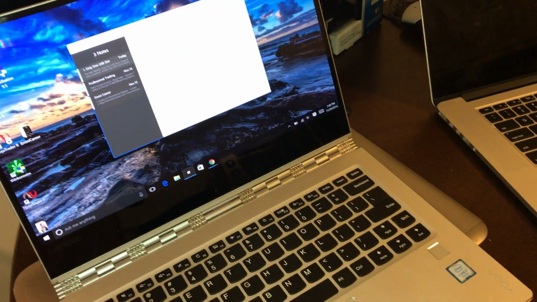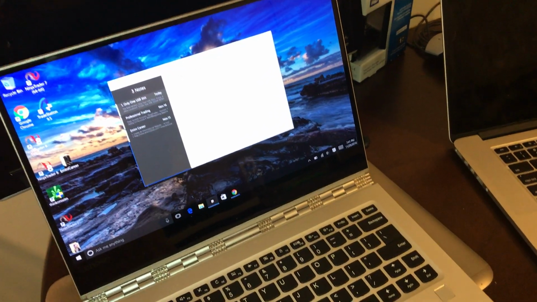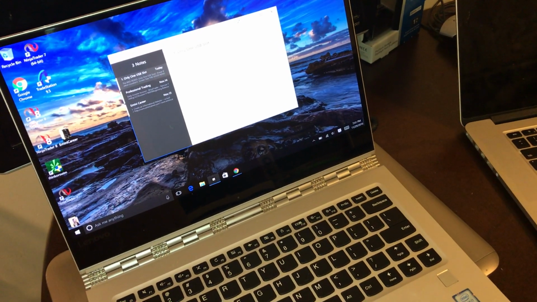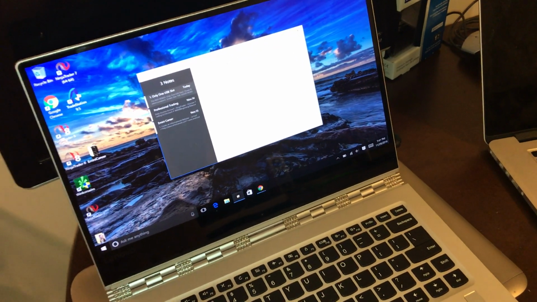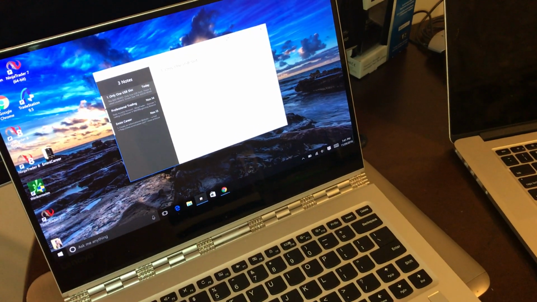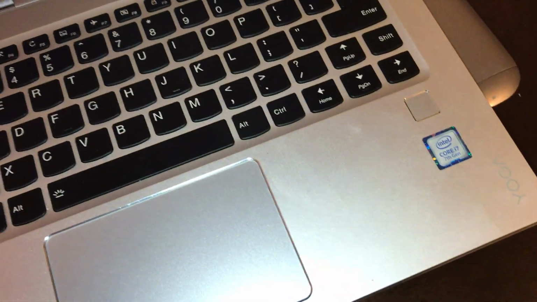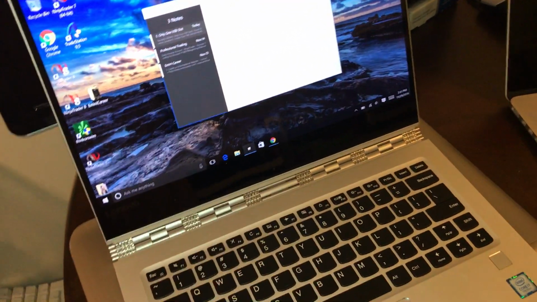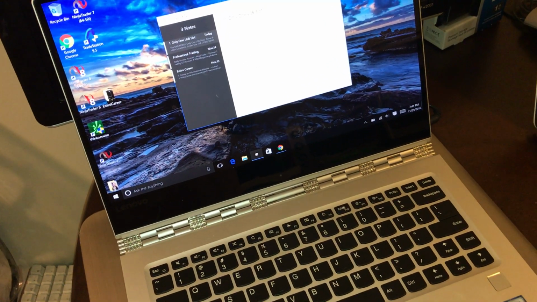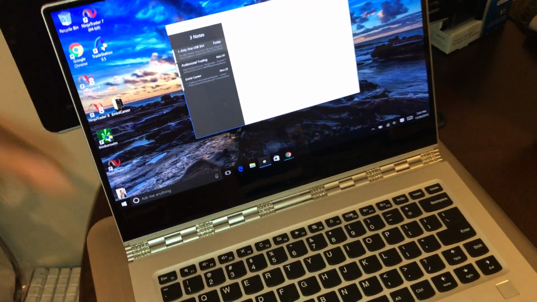So I've used the Lenovo Yoga 910 laptop for about three weeks now, so I can give you the good and the bad about this laptop. Now you already know from watching my other video, if not, this is a 16 gig model, Core i7. It also is a 512 SSD drive, which makes a big difference because some people don't like the physical hard drive in there.